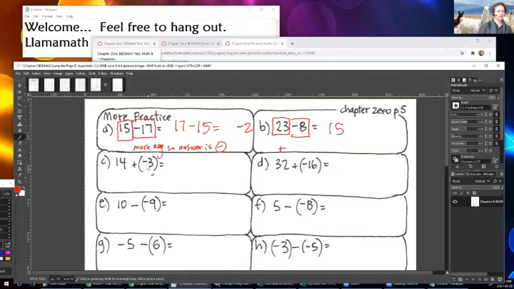14 plus minus 3. So I have 14 positives and minus 3 as negatives. I have way more positives, so the answer is going to be positive.